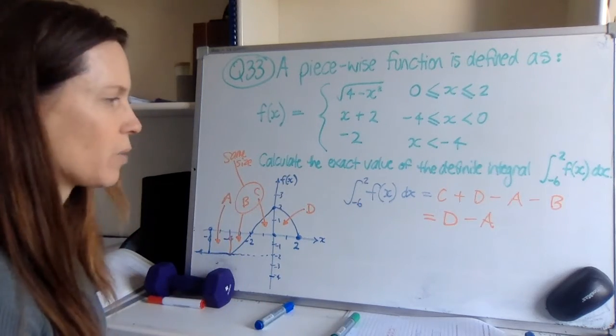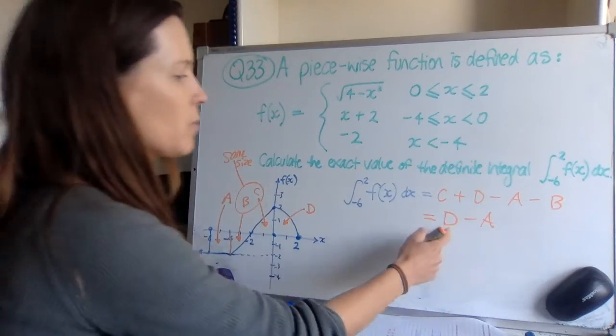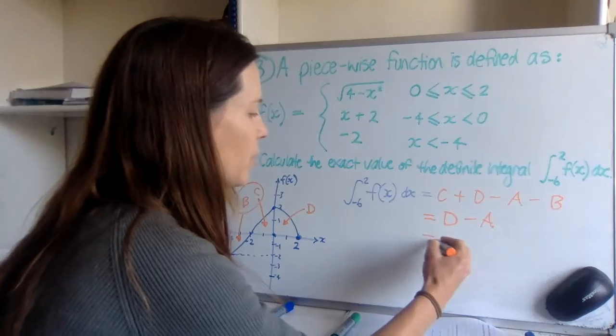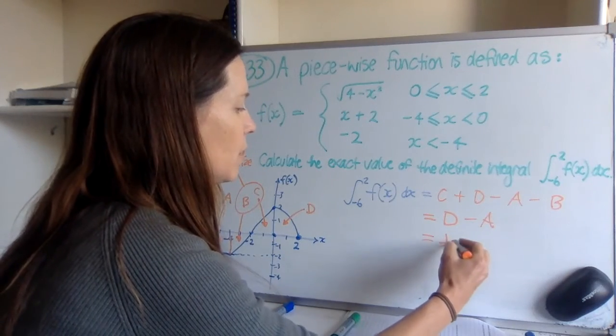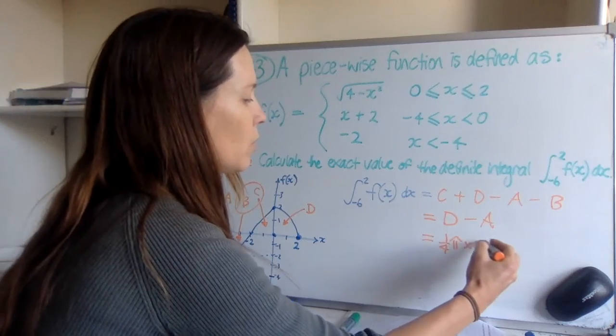Therefore, we don't really need to include them because we've got C and then we're taking away B. So really we just need to find D minus A. All right, the area of D, well, that's a quarter of a circle. So a quarter pi r squared, where r is 2.